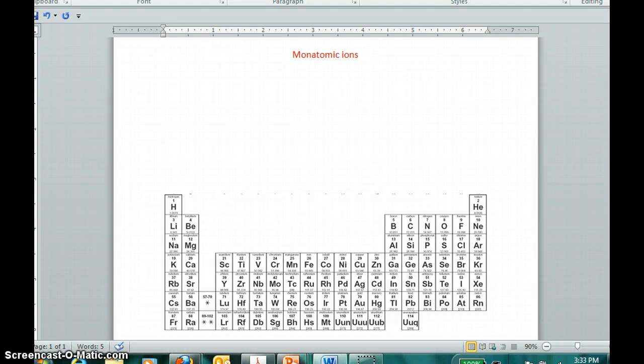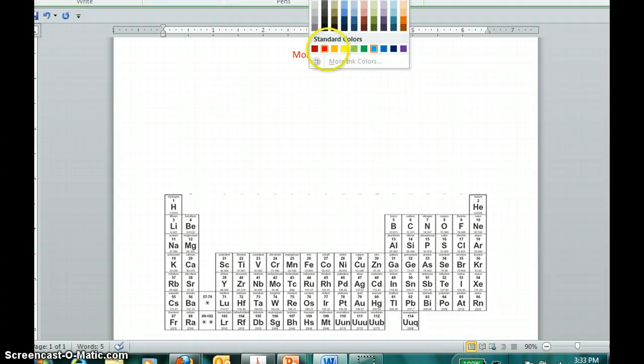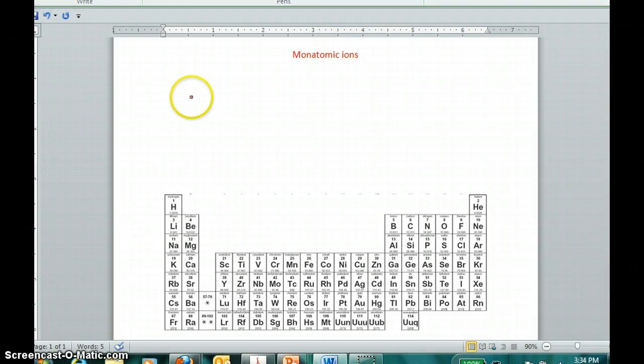So now that we know how to name cations and anions, at least if they're monatomic, let's go ahead and whip through a bunch of examples as a demonstration. First of all, something quite simple.